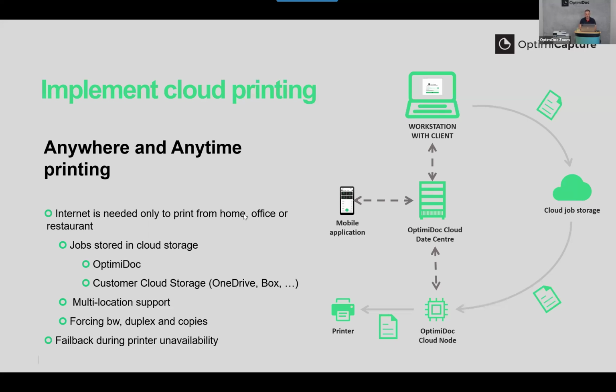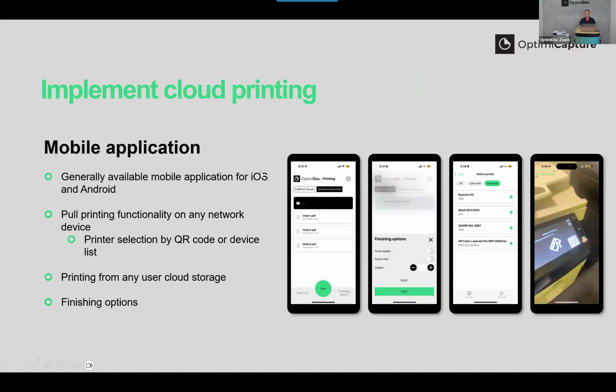And again, one more thing. This is the way the mobile application looks. So we took the user experience from the multifunction devices and put it into the mobile application. It's going to be available for iOS and Android. It provides the possibility of pull printing to any network device. You can select the printer by the QR code or by the device list. And additionally, we are providing print connectors like OneDrive, Google Drive, whatever, so you can browse your personal documents through the mobile application and release them directly on the device.